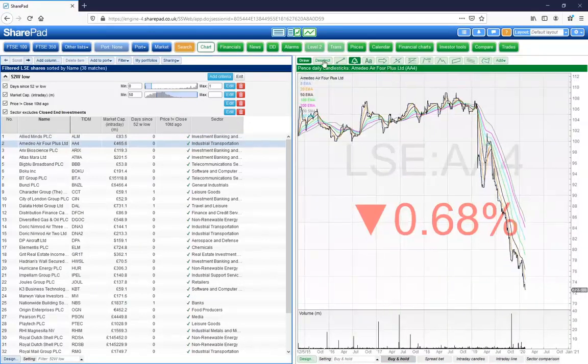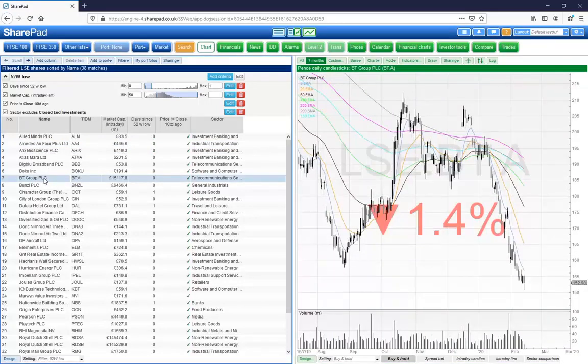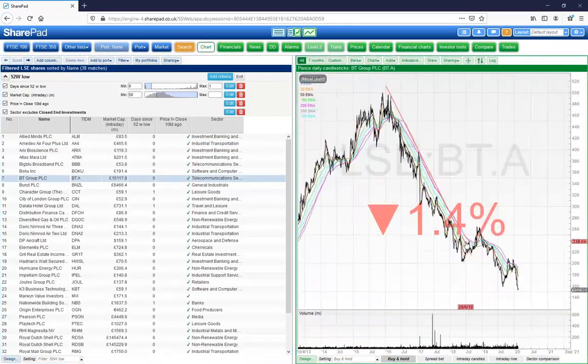AA4, that looks terrible. But there's not really any volatility in there. Let's try and see if we can find some larger stocks. BT Group, that looks like a stage 4 downtrending chart.